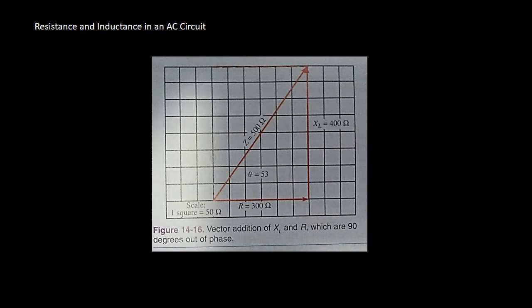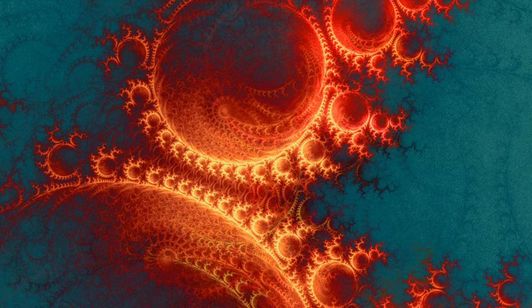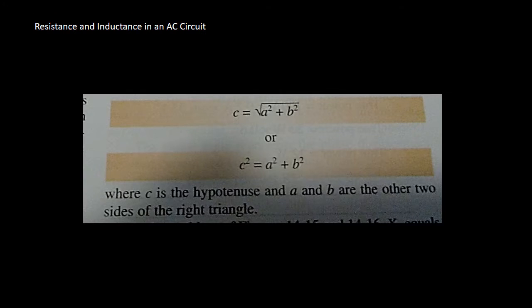Impedance problems are commonly solved using the Pythagorean theorem. The theorem is shown on the screen, stating that the hypotenuse of a right triangle is equal to the square root of the sum of the squares of the two sides. It is written as shown on the screen, where C is the hypotenuse and A and B are the other two sides of the right triangle.